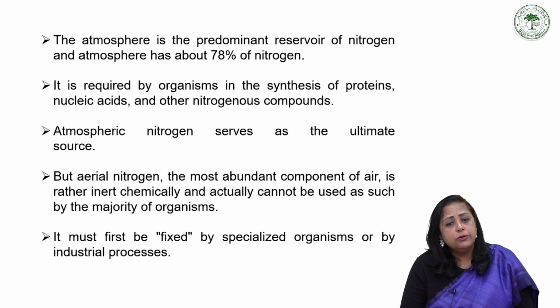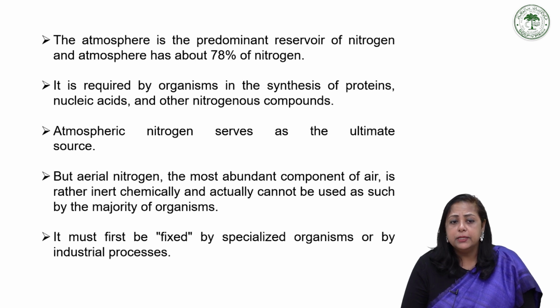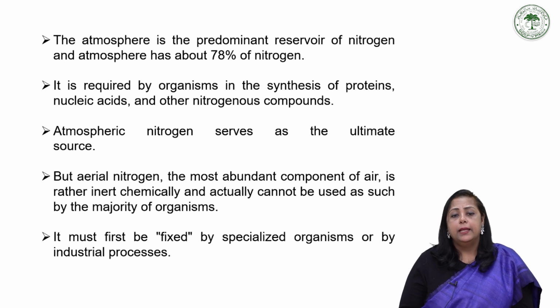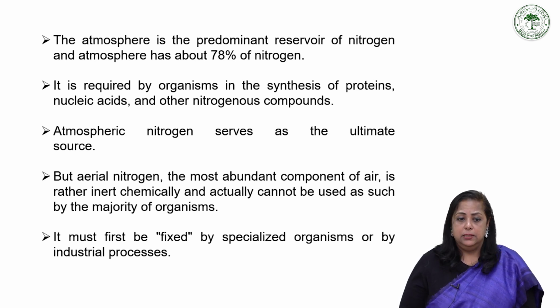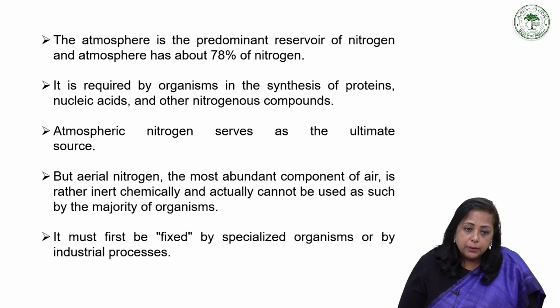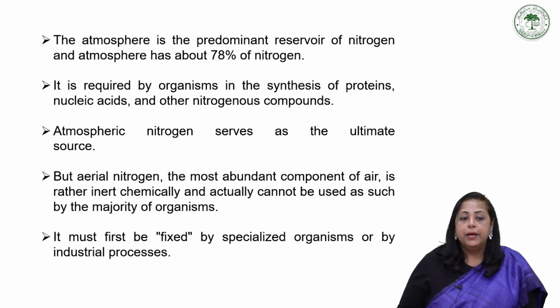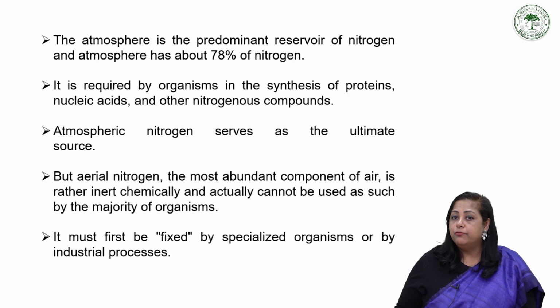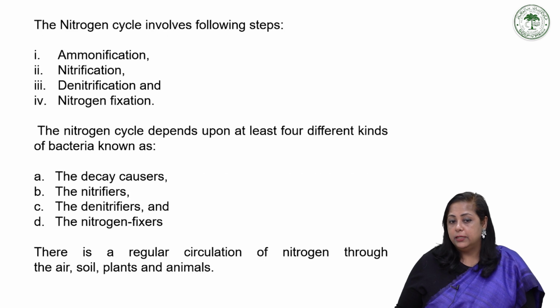So, atmospheric nitrogen serves as the ultimate source, but aerial nitrogen, the most abundant component of air, is a rather inert chemical and actually cannot be used as such by the majority of organisms. It has to be converted. So, it must first be fixed by specialized organisms or by industrial processes. Without fixing, we cannot use the nitrogen, neither we nor the plants.